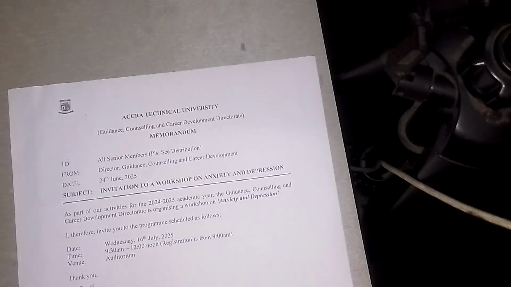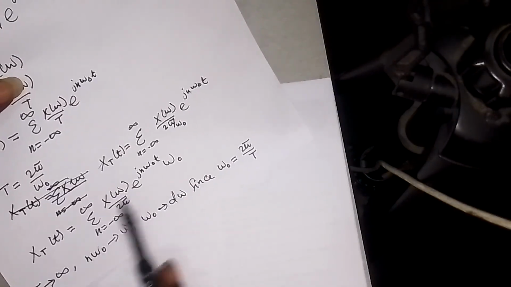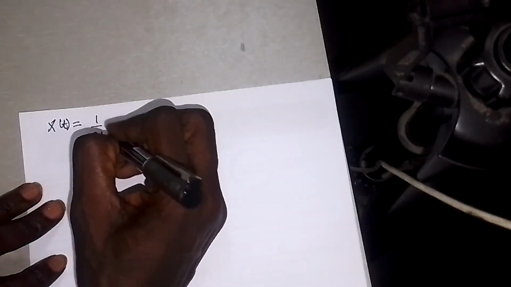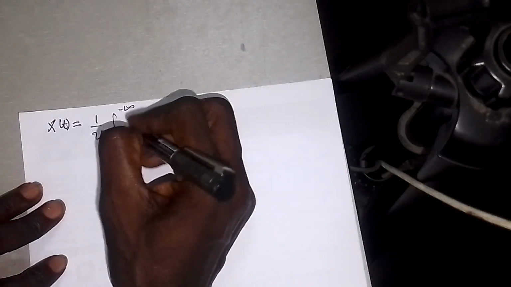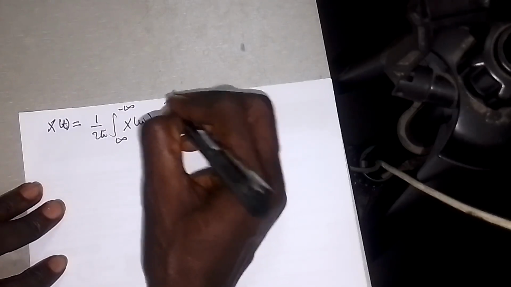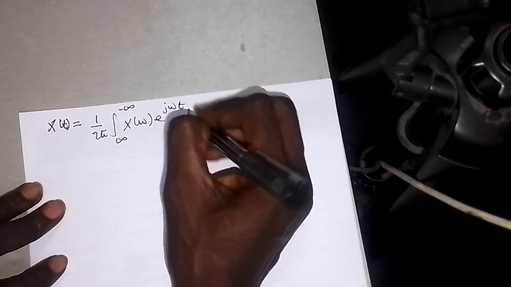With that condition, our summation is now going to turn into an integration. Since x_T of t approaches x of t, we have x of t equals 1 over 2 pi, times the integral from minus infinity to infinity of X of omega, into e^(j omega t), d omega.